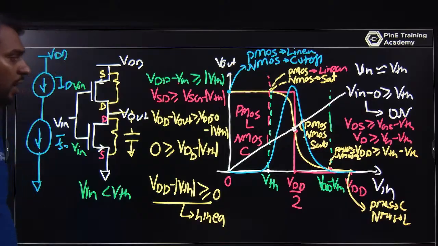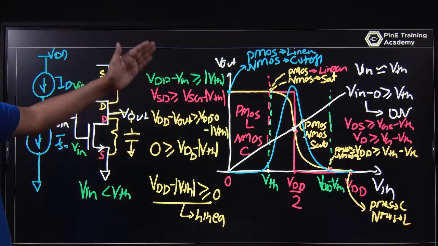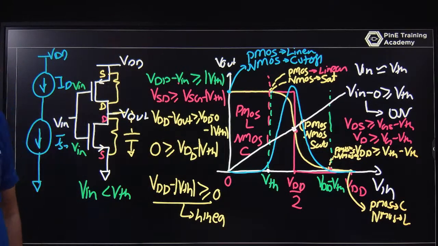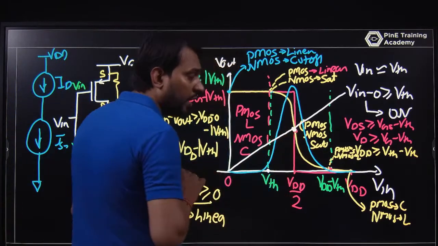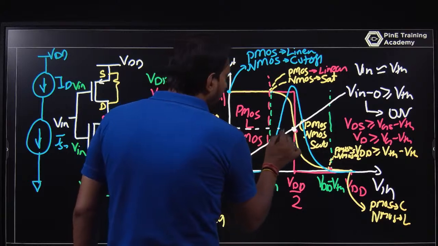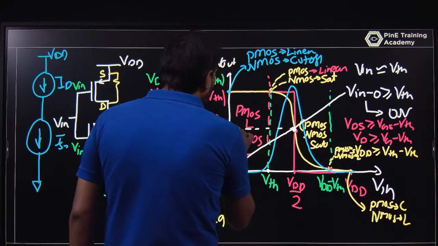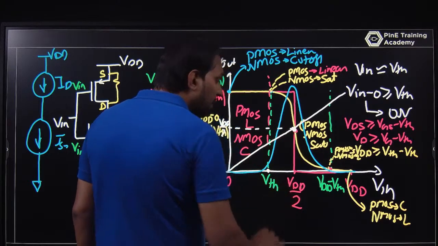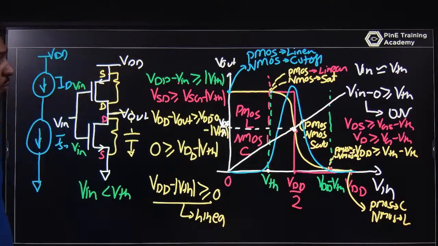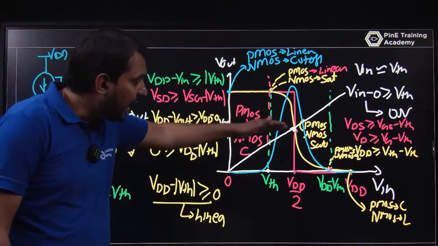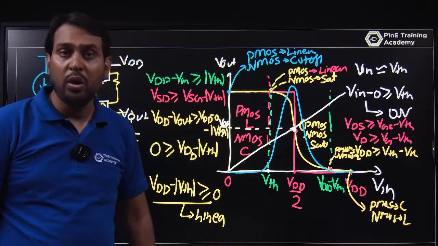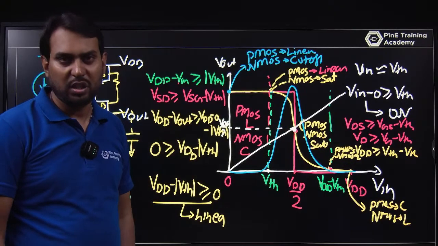At this point the output is changing from VDD to 0, and this is called the threshold voltage of the CMOS inverter. At this point you will find, ideally, that Vout is VDD by 2. The input at VDD by 2, the output is also VDD by 2. That is called the threshold voltage of the CMOS inverter, or you are saying that the state is changing from high to low.